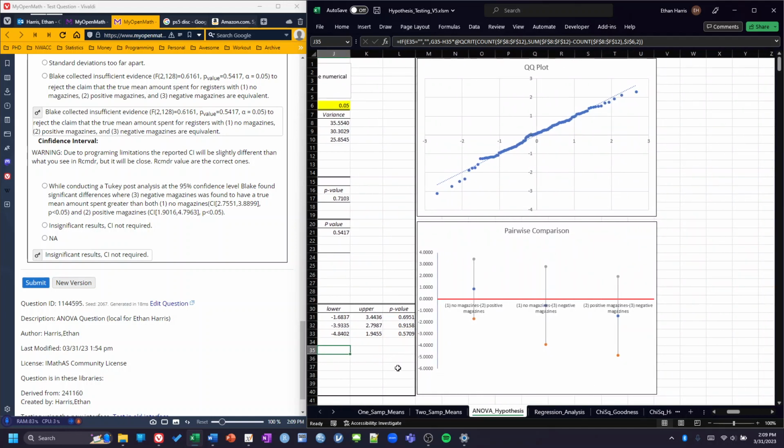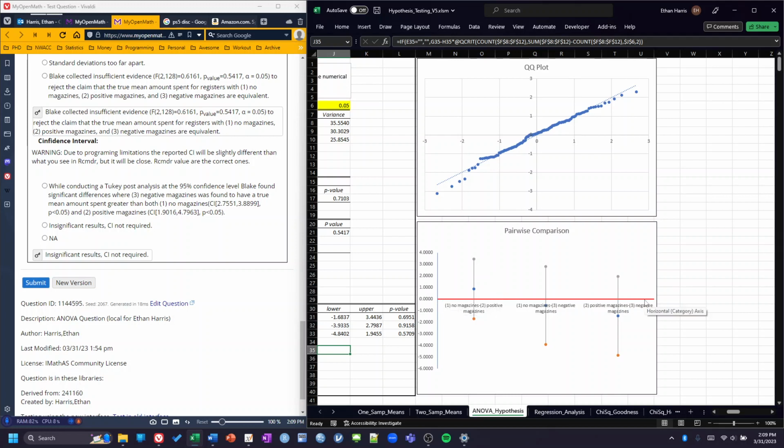Now, if we go over here, there's this really great graphic. This is a graphical representation of our Tukey pairwise comparison. This is the confidence interval for the first two, no magazines minus positive magazines. This is no magazines minus negative magazines, and positive magazines minus negative magazines. And how we read this is that these are the lower and upper bounds on each of these intervals. And then we have this red line going across.